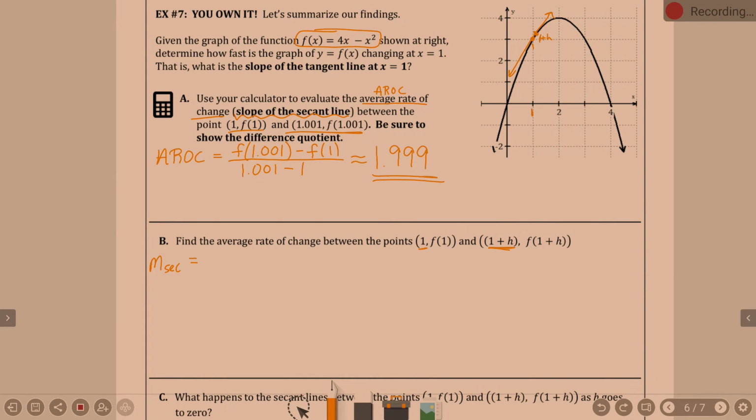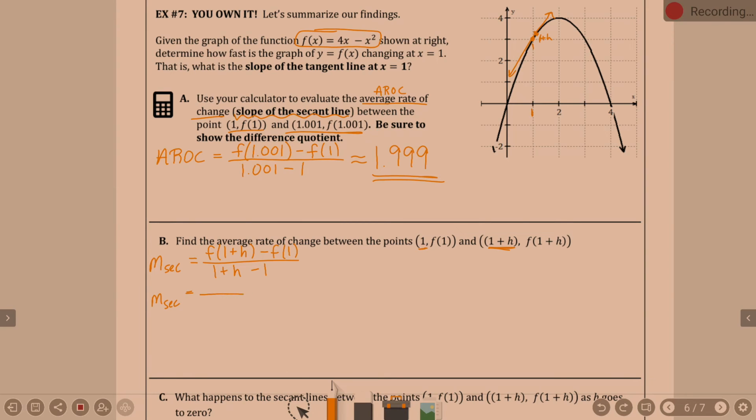So you can think of this as f of 1 plus h minus f of 1 over 1 plus h minus 1. So we're using that same idea of finding slope that we used earlier, yes? It's just that I can't plug this one into the calculator, can I? Sadly, no. So, let's do some math.